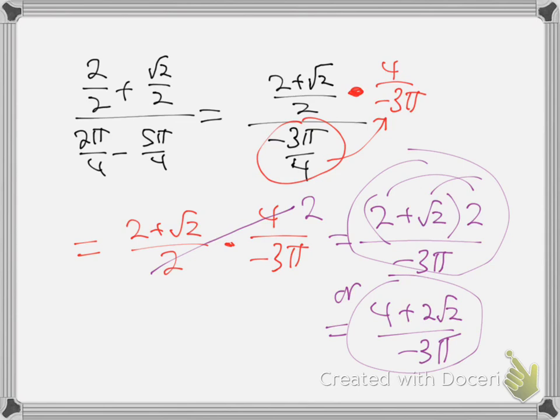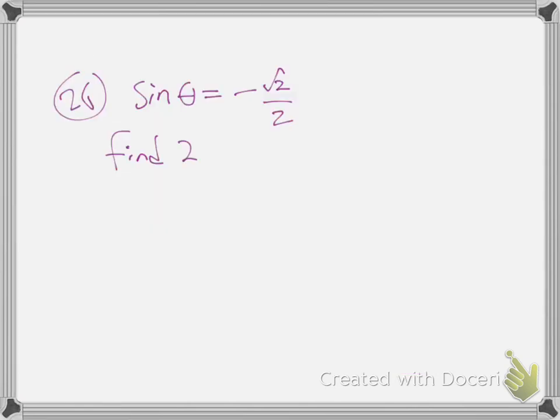Good on that? A lot of steps to that one, huh? I didn't want to do that one. It took forever. Now, find two values. So we're on number 26. 27 is the same exact question. It might change the numbers for you. But basically, they want me to say, okay, sine of some angle theta is negative root 2 over 2. Find two values for theta.